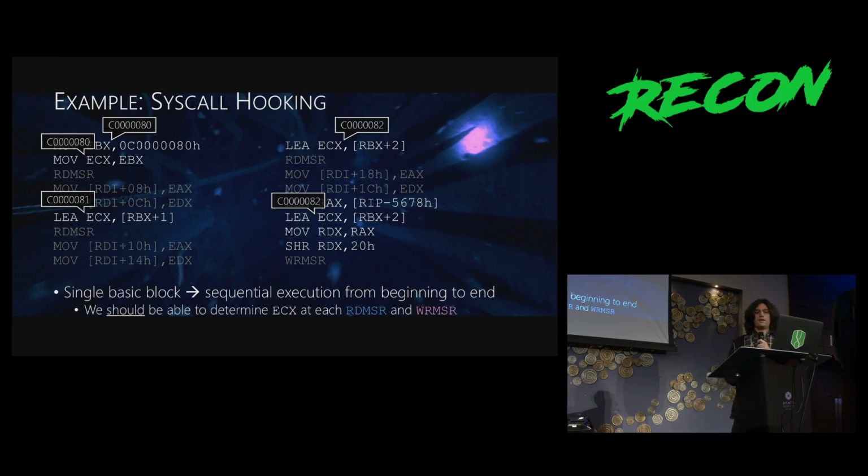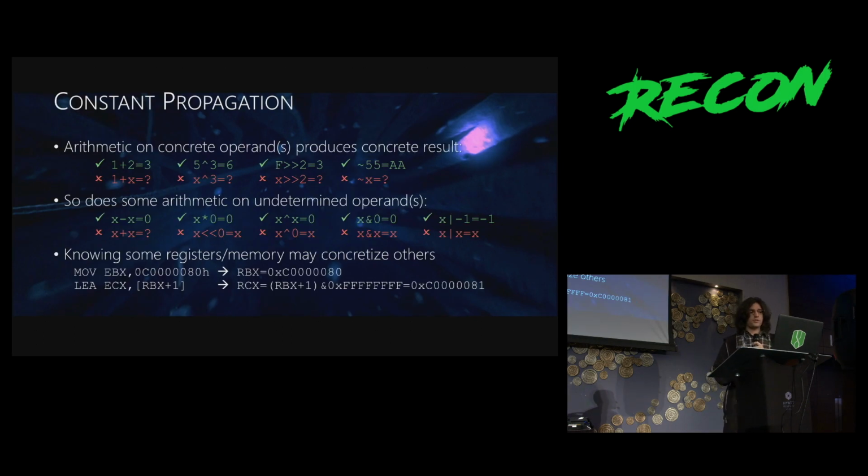So in the context of a single basic block, this is tractable, right? You can just emulate the basic block and see the values you know. And of course, say this is the hook that you want to write. So this is the value, and then you shift that right, and now you know the parameters for WRMSR. You know the MSR is going to be written, and you know EAX and EDX for the hook that's going to be written.